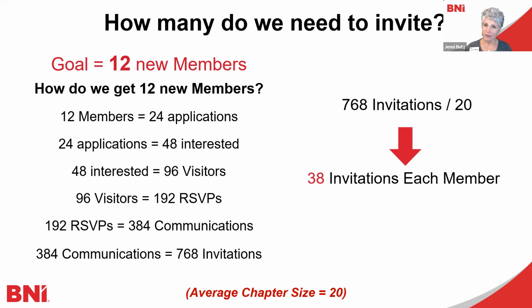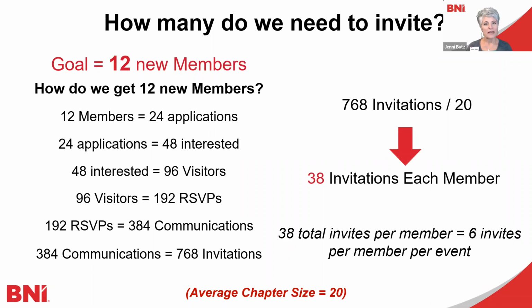But with about 20 people in the chapter, we divide that out to 38 invitations per member. And since we're having 6 events, it means 6 invitations per event. One person doing this alone would definitely be overwhelming, but this is why we work together as a team, everybody doing their part.